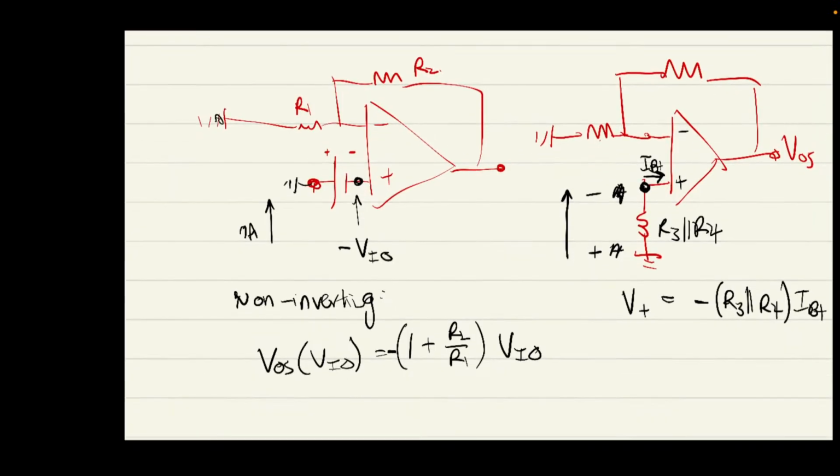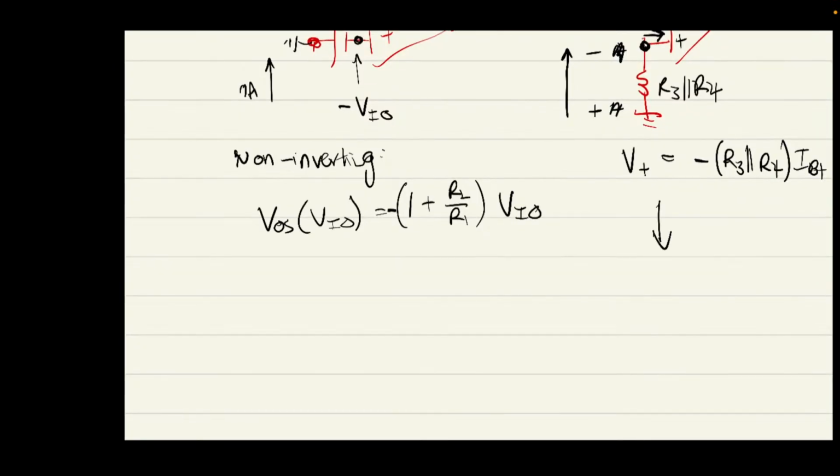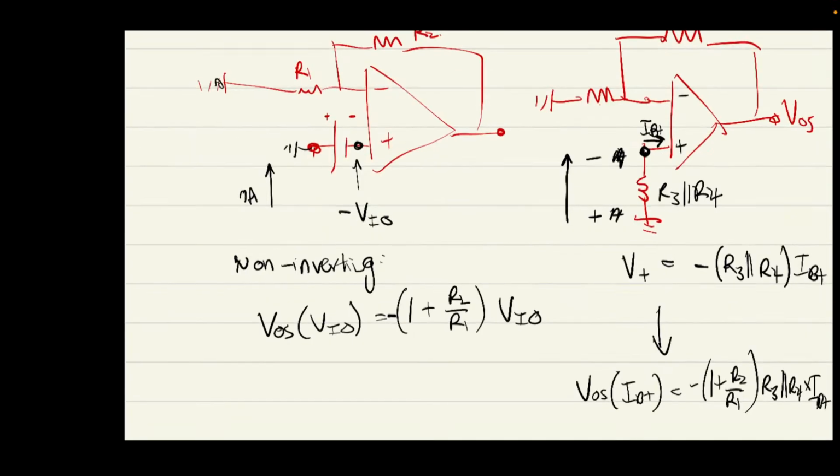And then again, we have the non-inverting amplifier configuration. So I can just use the same formula. So the offset voltage due to IB plus is minus 1 plus R2 on R1, times R3 parallel R4 times IB plus. Okay, and then our last one.